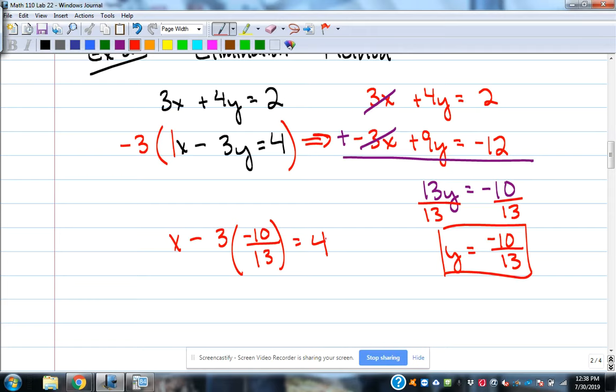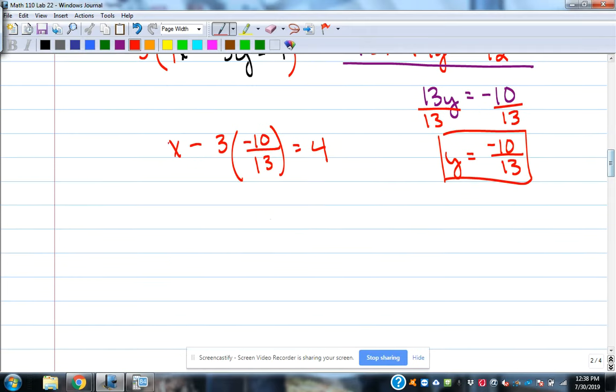So it's equal to 4. And then distribute, so x plus 30 over 13 equals 4. We would subtract 30 over 13.